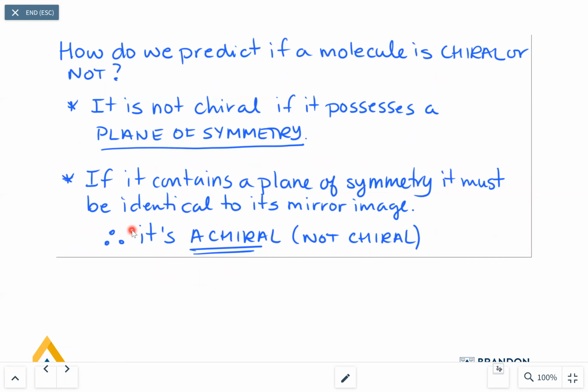That's the easiest way to determine it. The technical version for determining chirality is whether or not the molecule possesses a plane of symmetry. So if the molecule possesses a plane of symmetry, it is achiral. But if the molecule doesn't have a plane of symmetry, then it would be chiral.